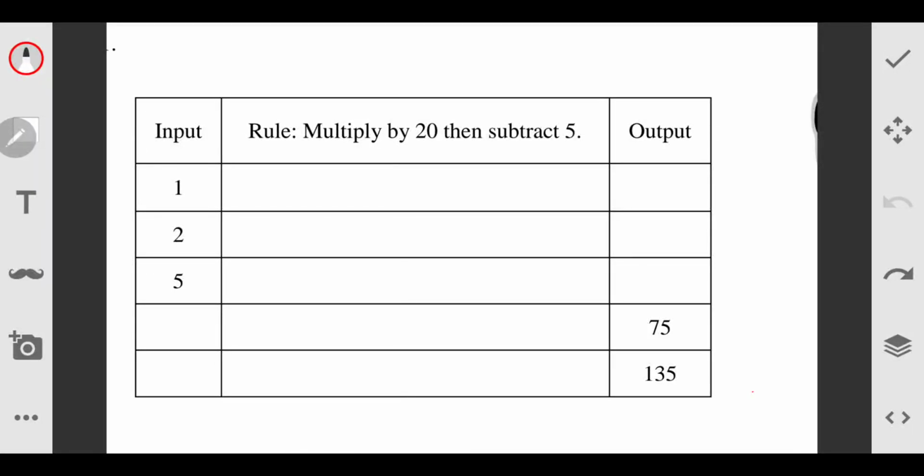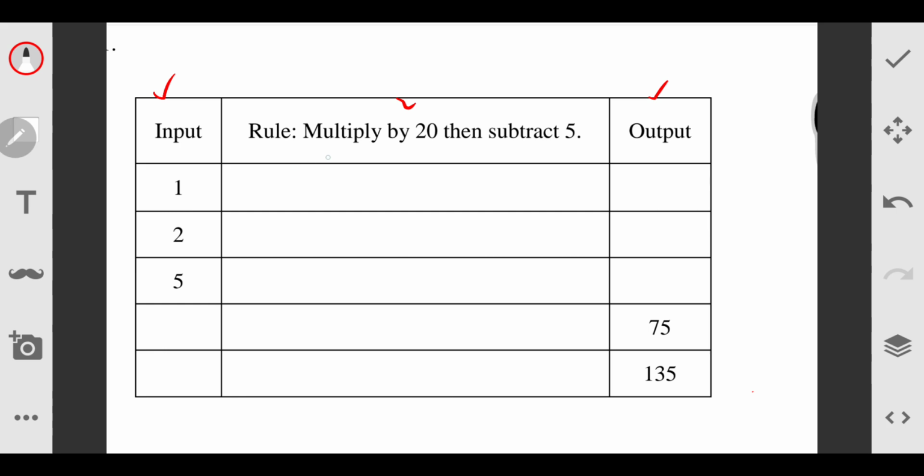Hello everyone. So in this video I will explain how a function rule works. So here you can see a table and you have three columns. First you have input, then you have a rule, and then you have an output. And the input is 1 and the rule says multiply by 20 then subtract 5.